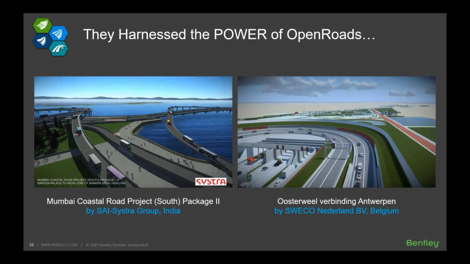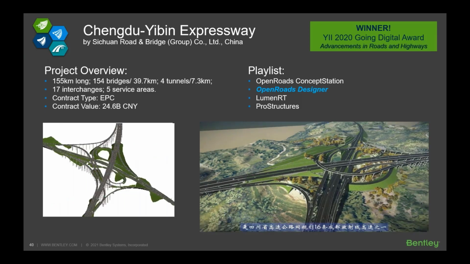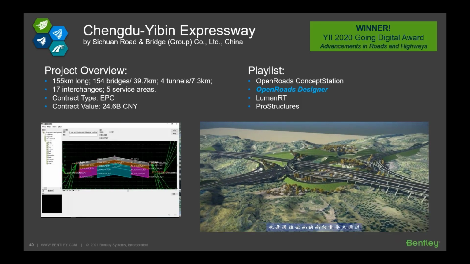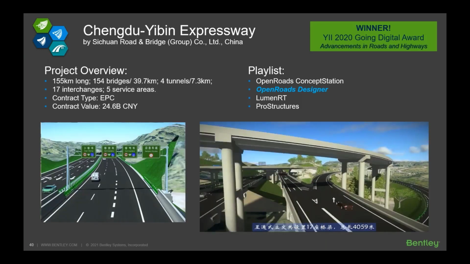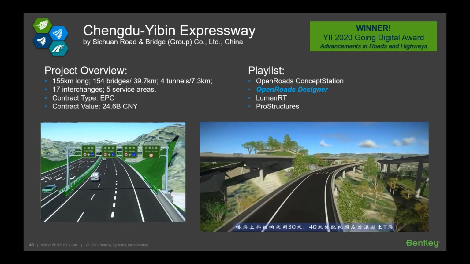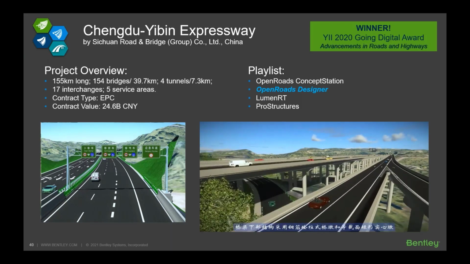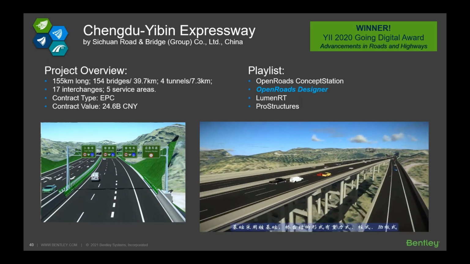Another example that I would like to showcase is the winner of that particular Going Digital Award. This is the Chengdu-Iben Expressway by Sichuan Road and Bridge Group Company in China. If you look closely at the animation being shown here, this is just one part of the project. The project is 155 kilometers long, involving 154 bridges, 4 tunnels with a length of 7.3 kilometers, and 17 interchanges. It also involves quite a number of contractors and subcontractors. Imagine the huge amount of data they're working on using our tool. The main civil design tool that they use is OpenRoads Designer.